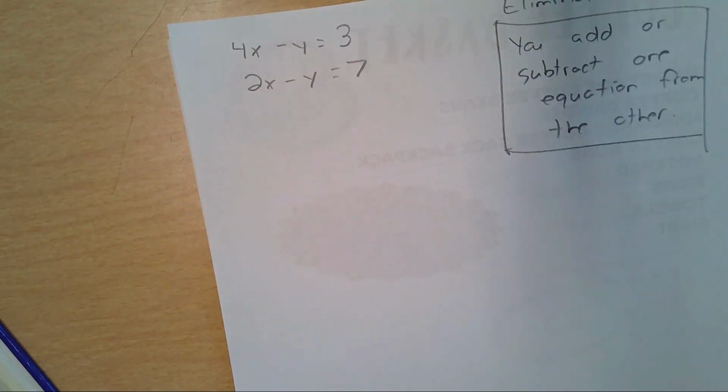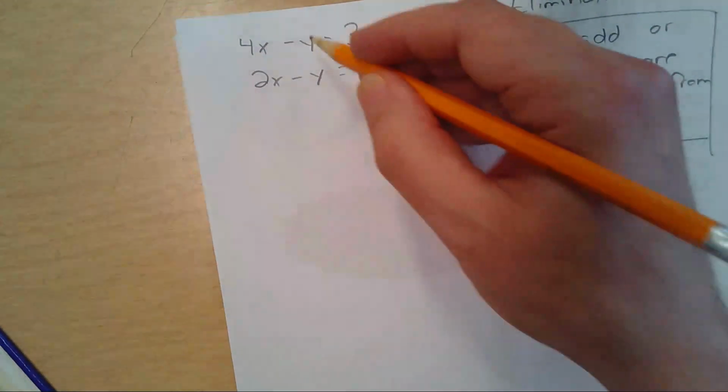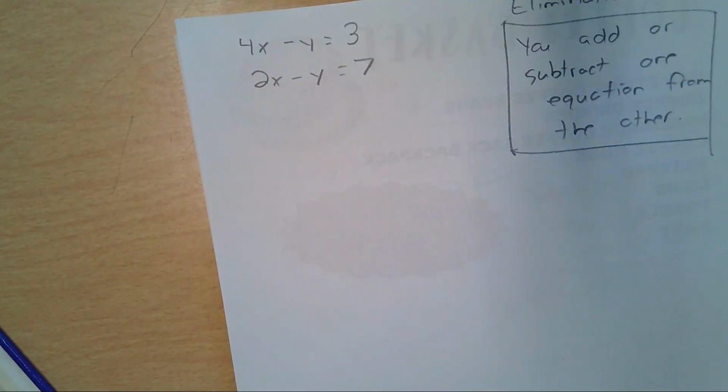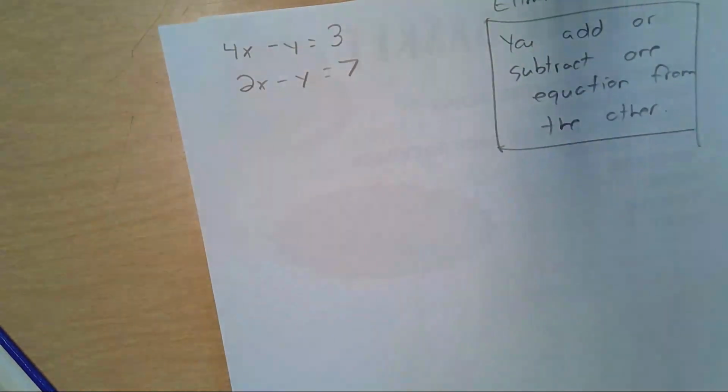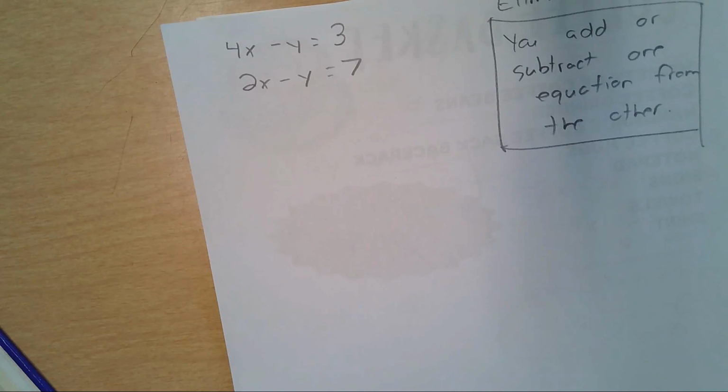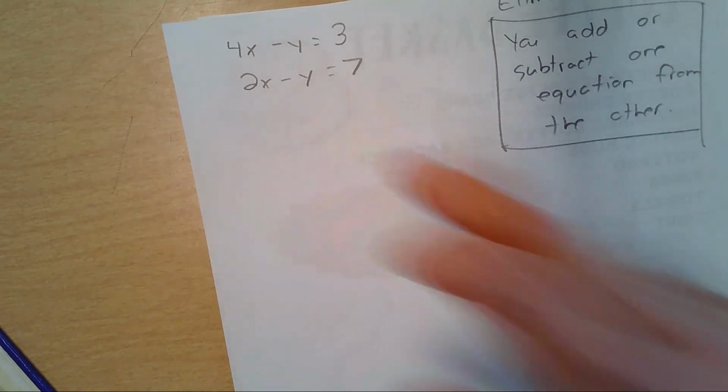So what I'm saying here is if I look at these two equations, and if I add them all together, 4x plus 2x is 6x, negative y plus negative y is negative 2y, 3 plus 7 is 10. So adding them wouldn't really get me anywhere, because when you add or subtract the two equations from each other, either the x or the y value should just disappear on you or be eliminated. So what I would probably want to do is subtract.